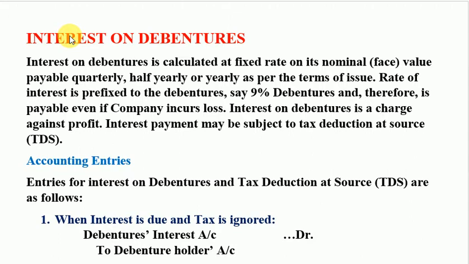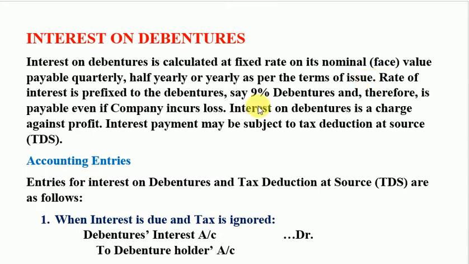In today's class, we'll discuss a new topic that is interest on debentures. Interest on debentures is calculated at a fixed rate on its nominal or face value, payable quarterly, half yearly, or yearly as per the terms of issue. The amount of interest on debentures is the return for the debenture holders, the fixed rate of interest provided by the company to the debenture holder either quarterly, yearly, or half yearly as per the terms of issue.